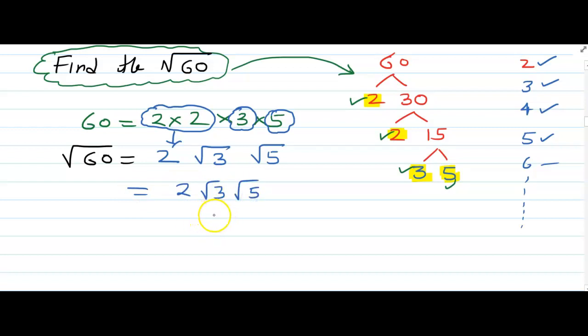Is there any way we can simplify that? Yes, the answer is yes. You can multiply these square root numbers. Root 3 and root 5, you can write down 2 root 15. Okay, so the square root of 60 you can write down as 2 root 15. If it is not clear, I can give you another example. Let's go for another one.